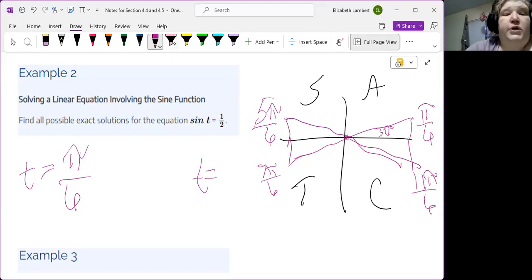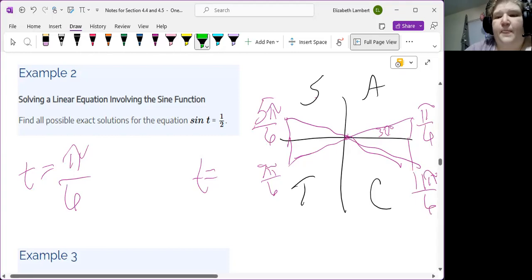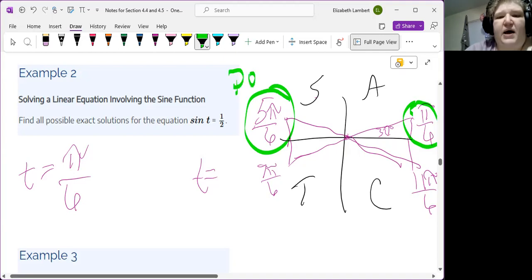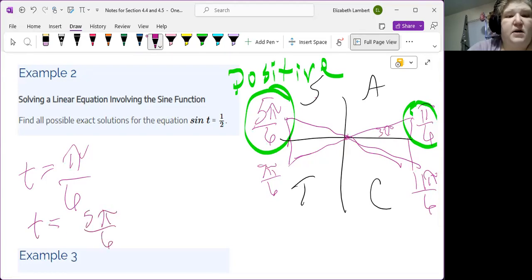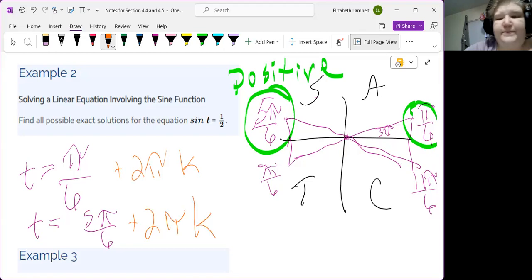So we want to use this one and this one because sine is positive. So we have pi over 6 and we have 5 pi over 6. And then we're just going to throw back in the plus 2 pi k. So that is all the possible places where sine of that number would equal 1/2.